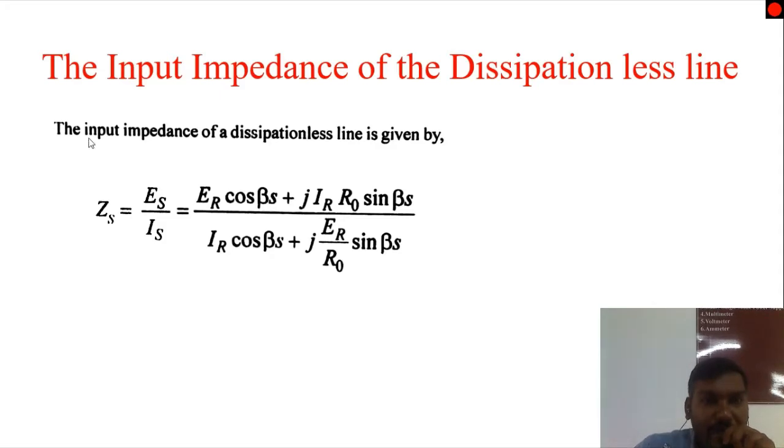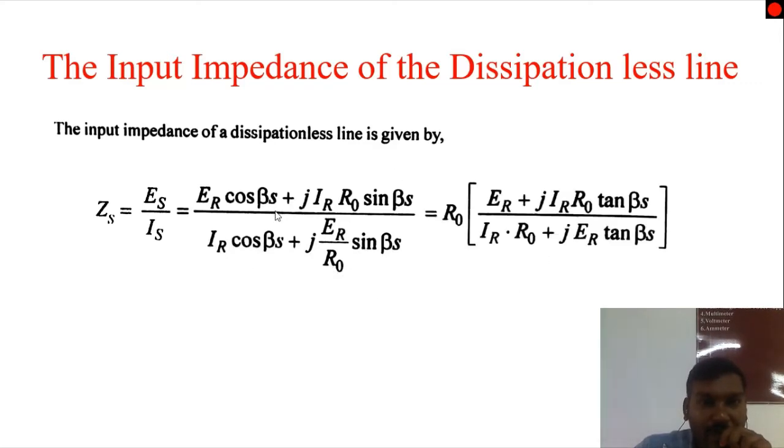In the denominator you can take the LCM: Ir R0 cos beta s plus j Er sin beta s divided by R0. This whole divided by R0 comes into the numerator, and the next step is R0 into Er plus j Ir R0 tan beta s, because here we have a sin and we multiplied and divided by the cos term, and sin by cos is equal to tan. Divided by Ir into R0 plus j Er R0 tan beta s.